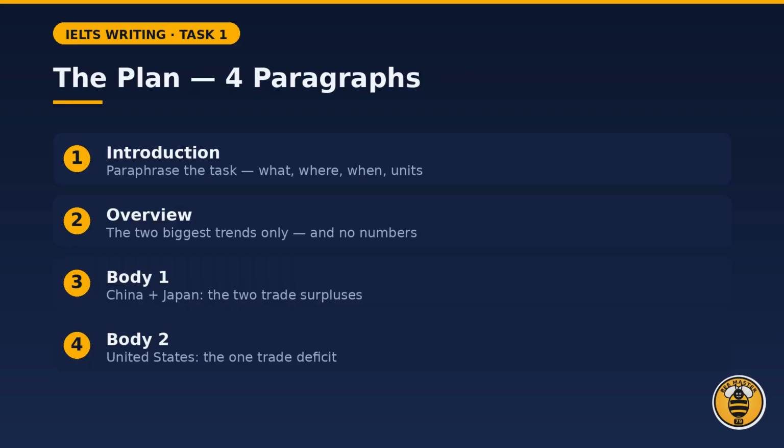Here is the plan. Paragraph 1, a paraphrased introduction. Paragraph 2, the overview, the two biggest trends with no numbers. Paragraph 3 groups the two surpluses, China and Japan. Paragraph 4 covers the one deficit, the United States.